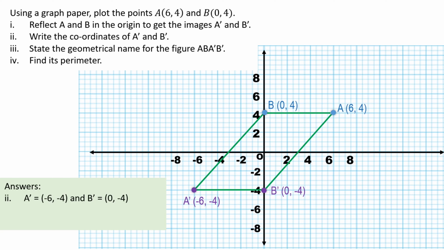For second answer, the coordinates of A dash are negative 6, negative 4 and B dash are 0, negative 4. For the third answer, the geometrical name of the figure A, B, A dash, B dash is parallelogram. And the perimeter of parallelogram is the sum of all four sides. The opposite sides of the parallelogram measure 6 and 10 units. So its perimeter is 2 times 6 plus 10, that is 32 units.